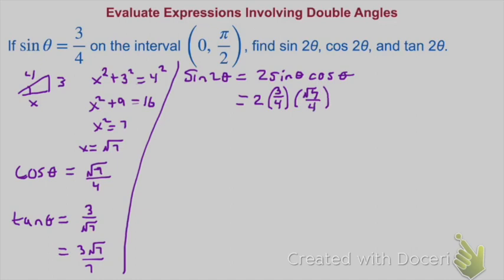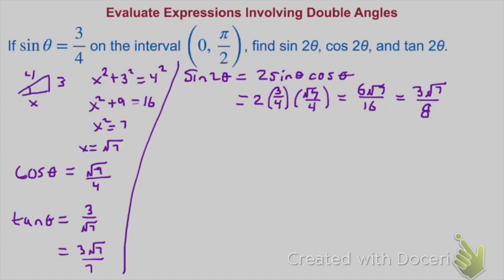We have 2 times 3, which is 6. 6 square roots of 7 over 16. Trying to save some room here so we can make sure we fit everything. And this will simplify down to 3 square root 7 over 8. That is my double angle for sine. So sine of 2 theta is 3 square roots of 7 over 8.